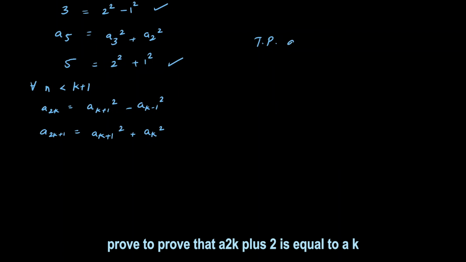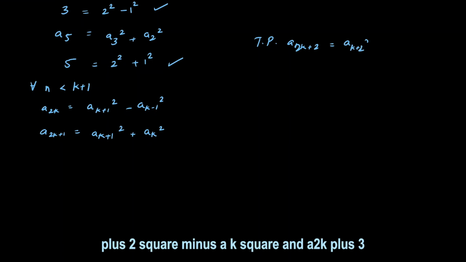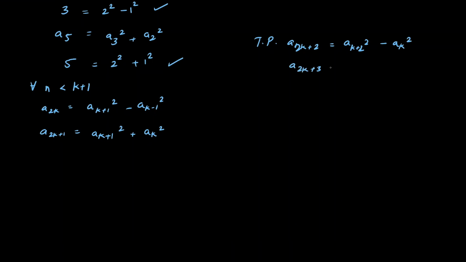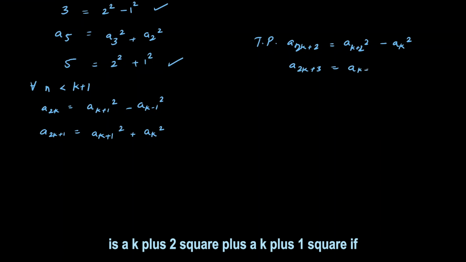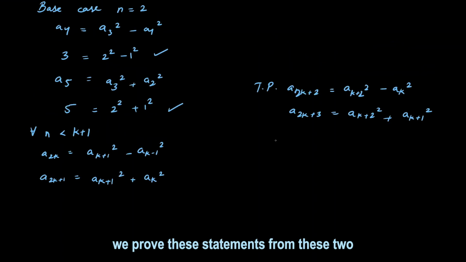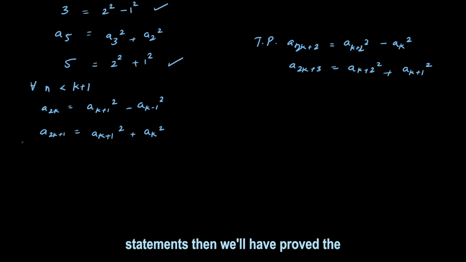Now essentially what we have to prove is that a_{2k+2} is equal to a_{k+2} square minus a_k square, and a_{2k+3} is a_{k+2} square plus a_{k+1} square. If we prove these statements from these two statements, then we will have proved the inductive step.